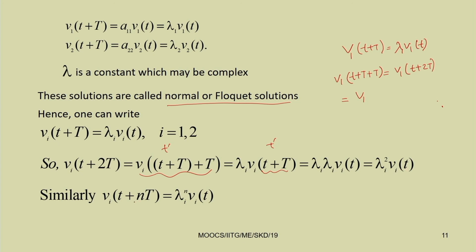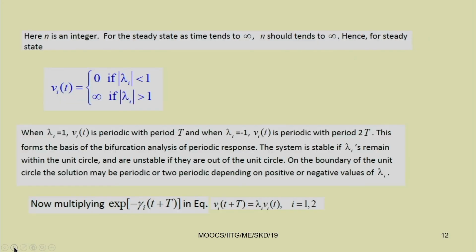Similarly, if you take Vi(t + nT), n times the time period, after n time periods, if you want to find what should be the response, in that case it can be written as lambda i to the power n Vi(t). In this way you can write Vi(t + nT) equal to lambda i to the power n Vi(t). Here n is an integer: 1, 2, 3, 4. So, that we have seen. For t + 2T we have lambda square, and for nT it will have lambda to the power n.